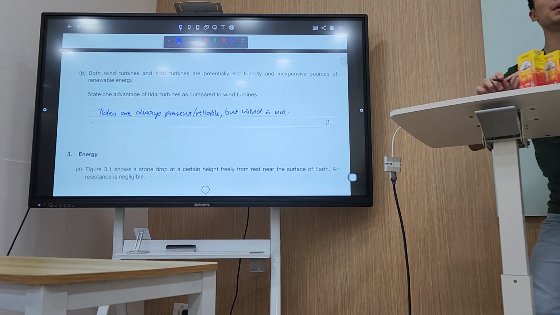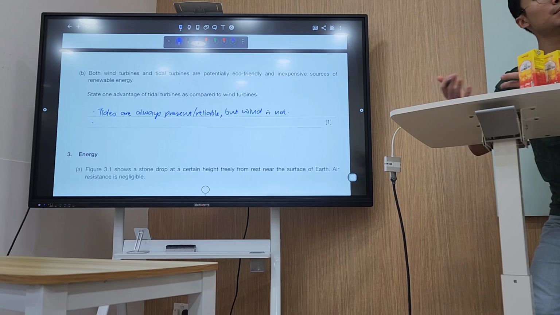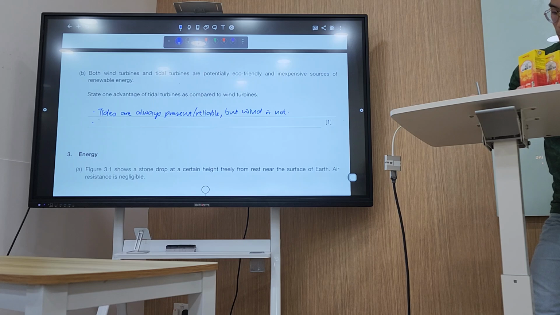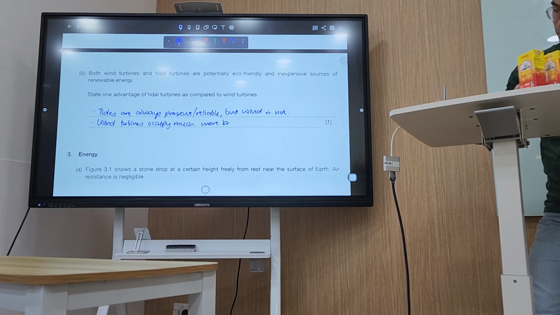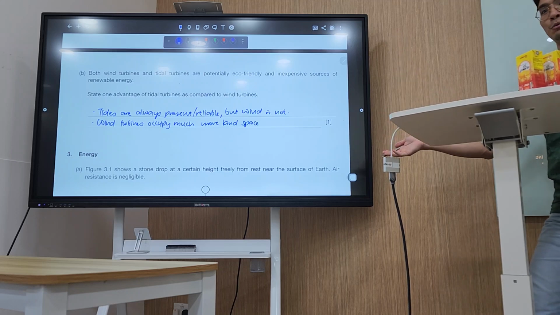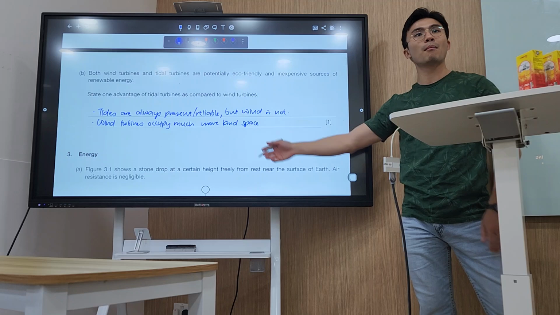What's another possible benefit? Common sense. Think about it. Anyone? Why can Singapore not use wind turbines? Yes, wind turbines occupy much more land space. And also because Singapore is a metropolis covered by buildings, you cannot get enough wind anyway. But this is our main goal.